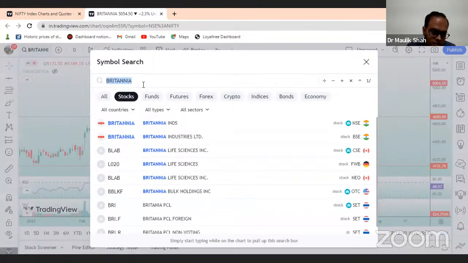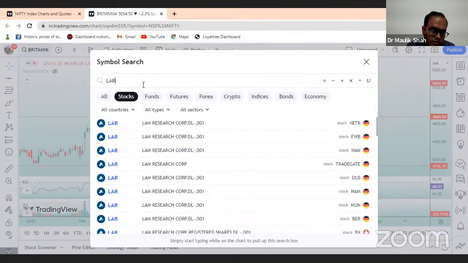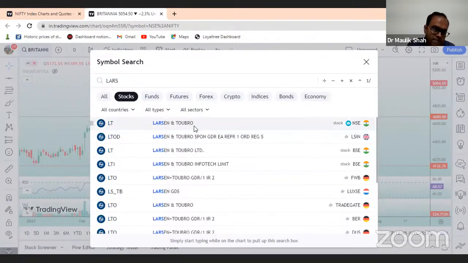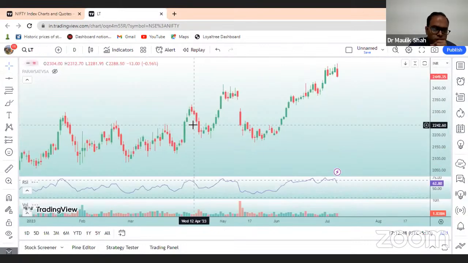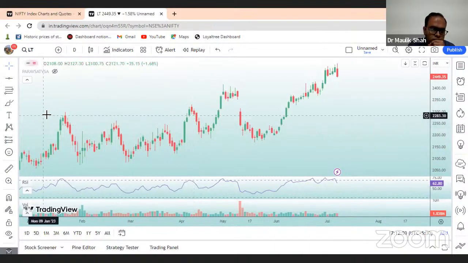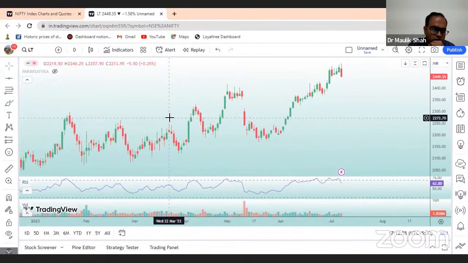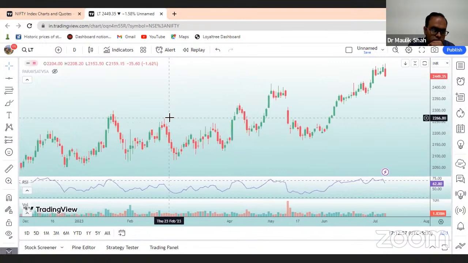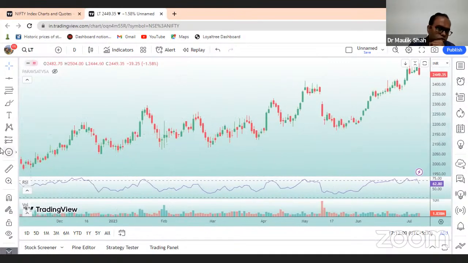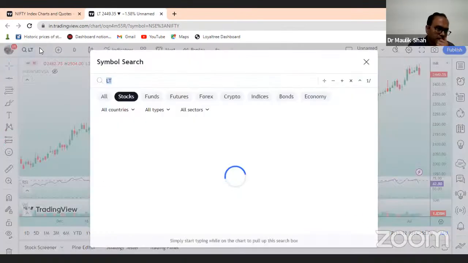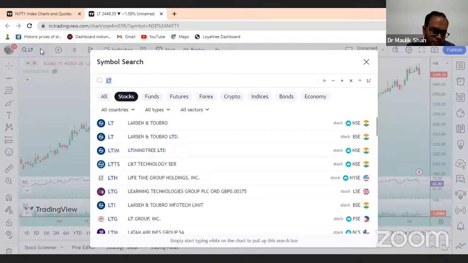Let's see LT. This is more of a sideways trend, not very trendy. I would avoid being in this stock as of now, unless it gives some breakout or some incentive to get entry into it, right?